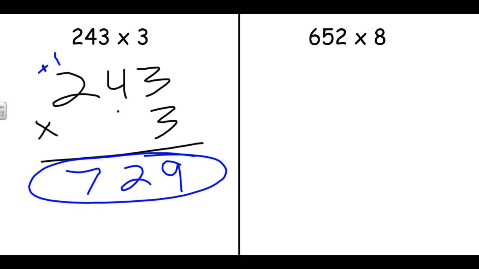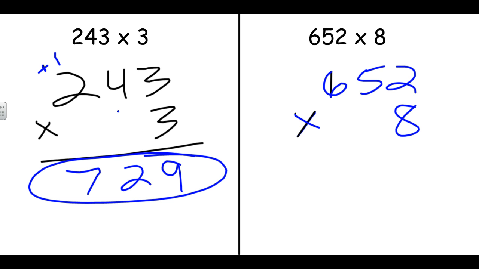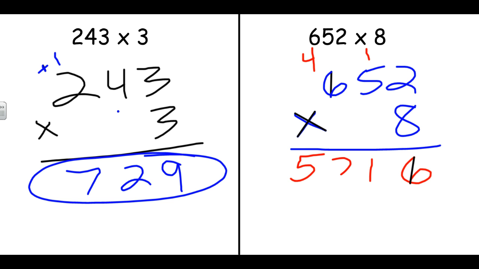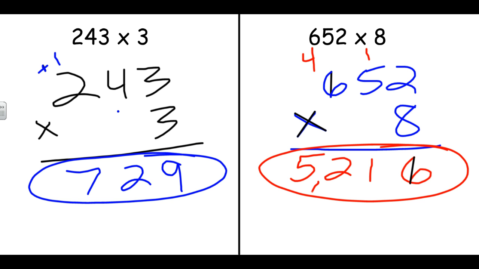In the next one, we have 652 times 8. 2 times 8 is 16, so we have a 1 extra bit there. We have 8 times 5 is 40, plus the 1 is 41, so we're going to carry the 4 extra hundreds. 8 times 6 is 48, plus 4 is 52. So 5,216 is our product there.